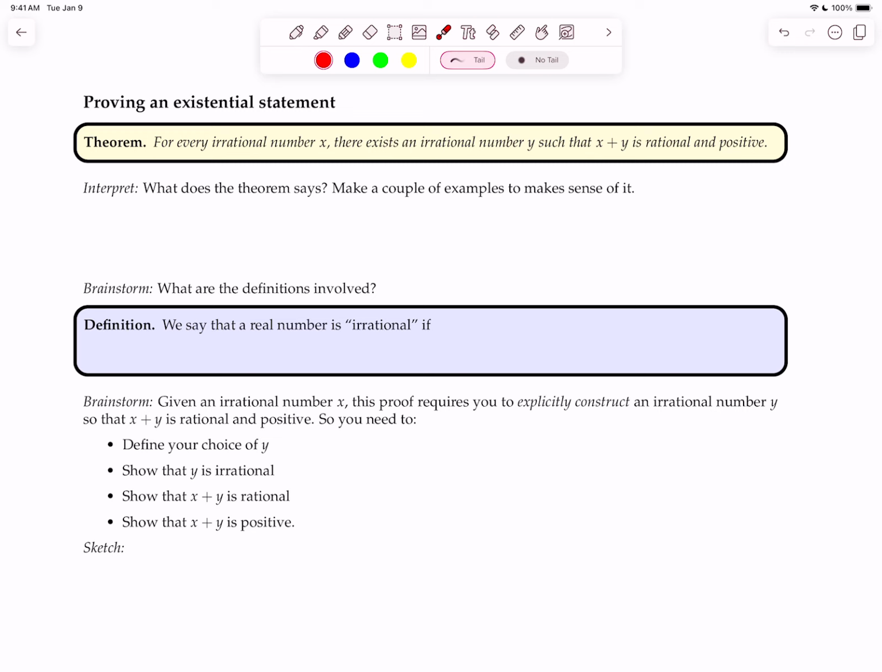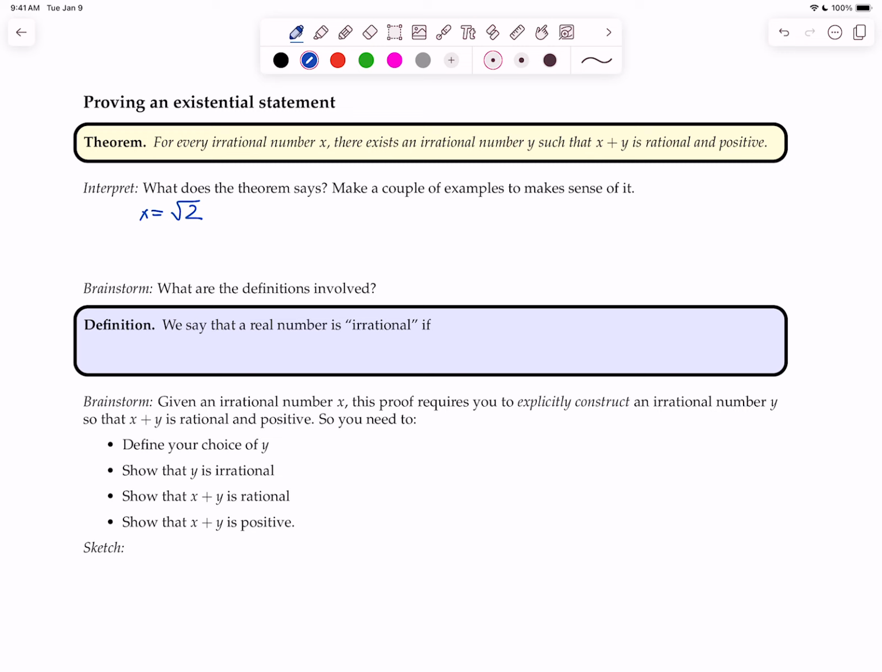One really good way of making sense of these kinds of theorems and building intuition for what's going on is to come up with examples. So what are some good irrational numbers for x? Well, a pretty classic one is square root 2. The square root of any prime will work, in fact. Maybe what could I add to square root of 2 to make it rational and positive?